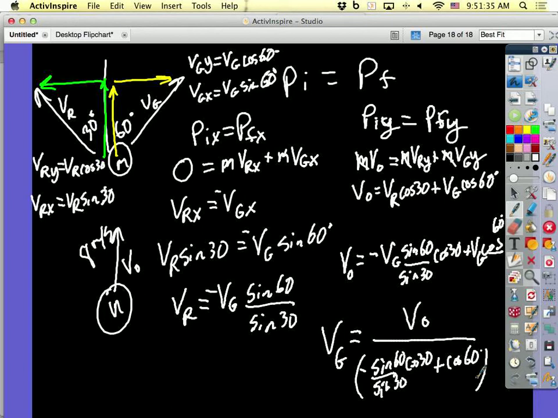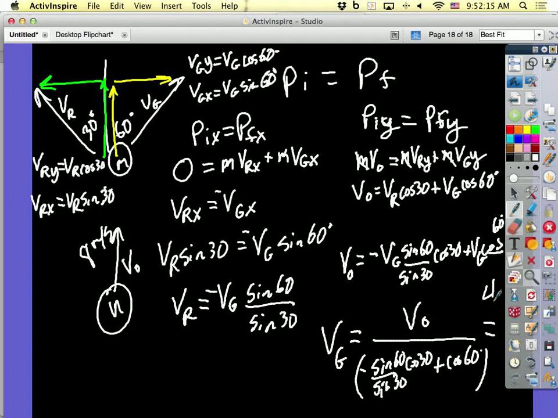So this becomes V0, which is 8, divided by negative sine of 60, which is 0.866, divided by sine of 30, plus cosine of 30, which is 0.866, plus the cosine of 60, which is 0.5. Okay, and I got this to be around 2.